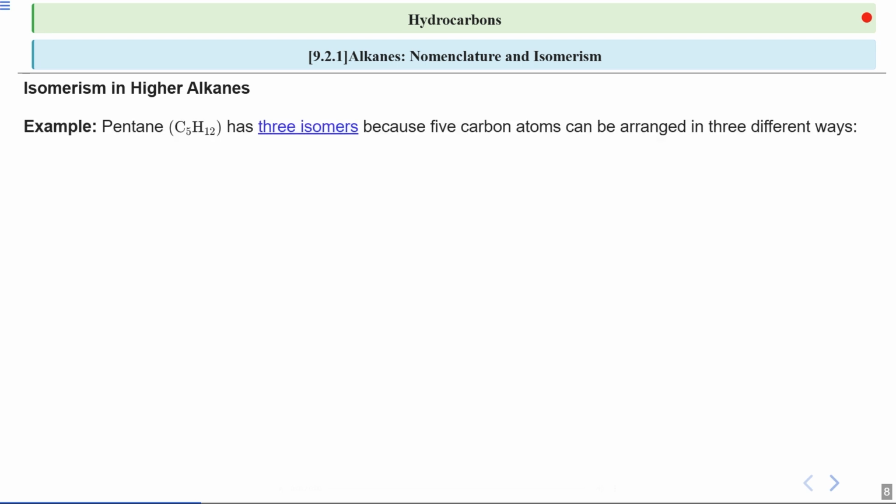Now we have the example of pentane. So pentane has the molecular formula C5H12. Pentane can form 3 different isomers. This means that the 5 carbon atoms in pentane can be arranged in 3 distinct ways, each resulting in a different structure. You can just calculate this number of 3 by using the formula we saw earlier.